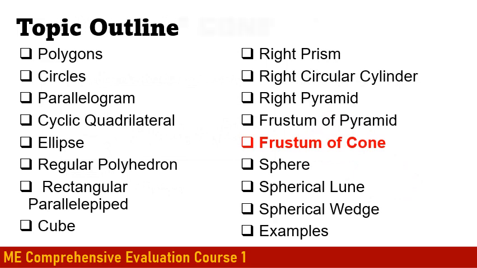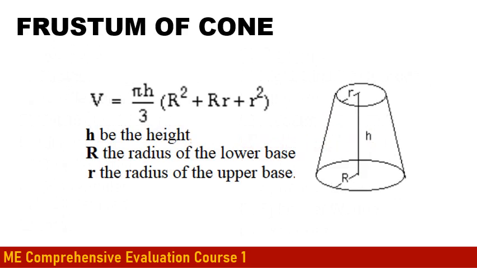For the frustum of a cone, it is quite different. Because for a cone it's obviously a circle, so we can get the volume using this derived formula here. h is the height, which is also perpendicular to the bases. R is the radius of the lower base. r small is the radius of the upper base.